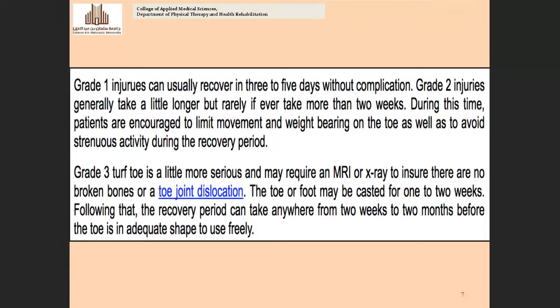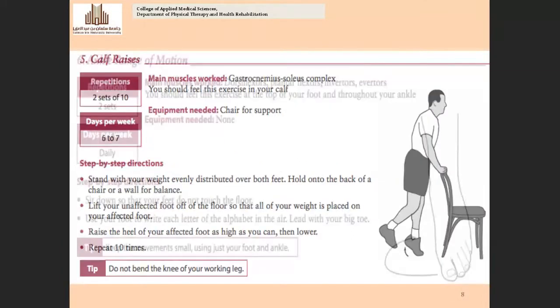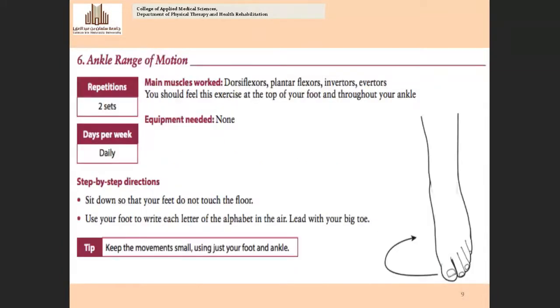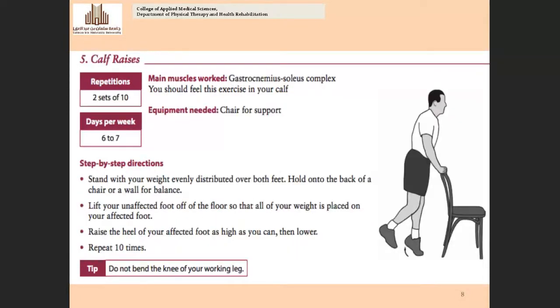Apart from that, as a physical therapist, you have some exercises for this patient, right? Right. So these are some of the exercises. You can go through them. I think you might already know all these exercises.